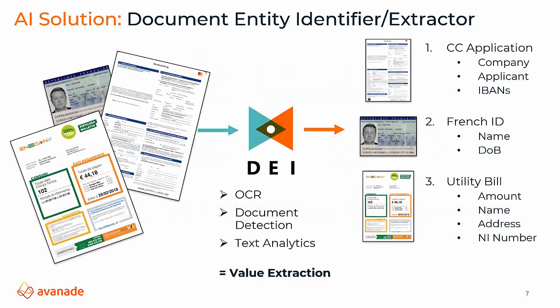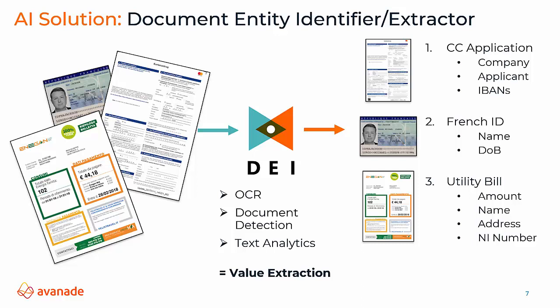Our partners at Avanade have put together a fantastic solution known as the Document Entity Identifier and Extractor, or DEI. DEI is a machine learning cognitive service powered solution that lives in Microsoft Azure. DEI offers advanced optical character recognition, or OCR, document detection and classification, and text analytics services.